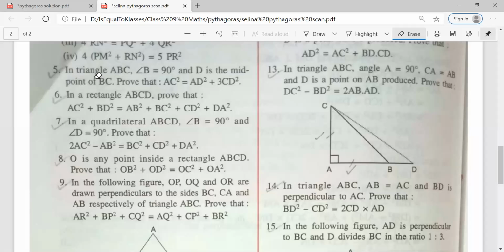So Mr. Rudra, in question number 5, in a triangle ABC, let us try to understand the question. In triangle ABC, angle B is equal to 90 degrees and D is the midpoint of BC. Prove that AC square is equal to AD square plus 3CD square. Okay, let us try to understand how we will do this question.